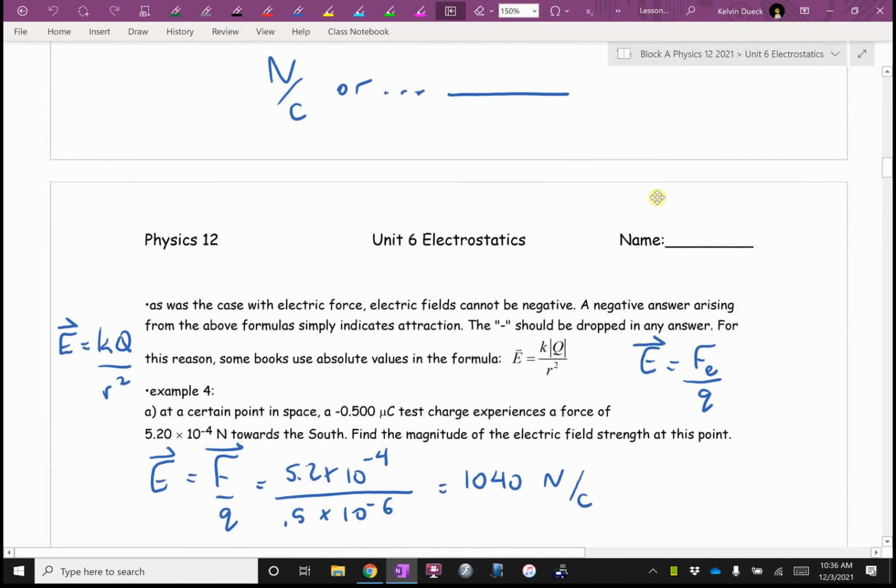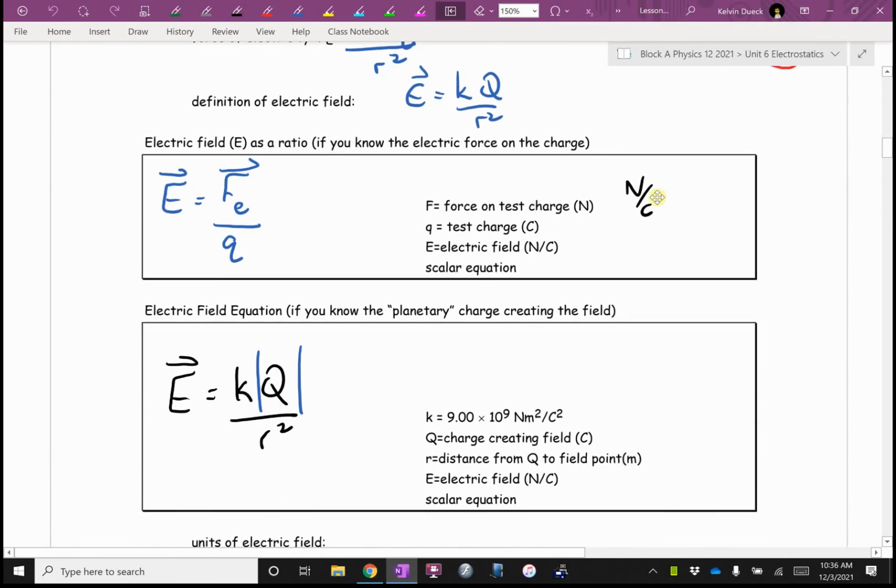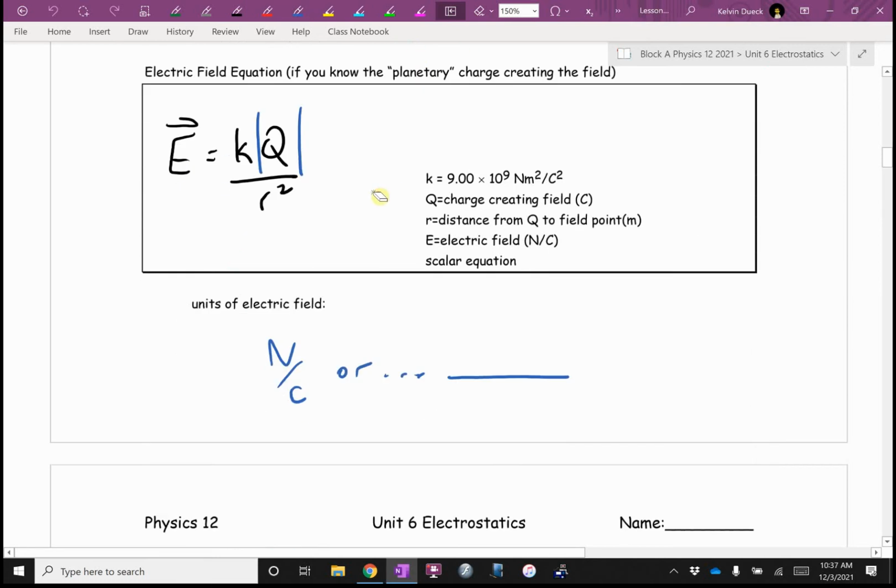So we introduced the concept of electric field, and we said just like gravitational field, there were two ways to calculate the electric field. If you knew the planetary charge that was sending out the electric field, you could go kq over r squared. If you knew not what the planet was, but you could feel the electric force acting on a test charge in that location, like a satellite in orbit, you could figure out the electric field, newtons per coulomb. The only issue we said here was stuff can fall up.